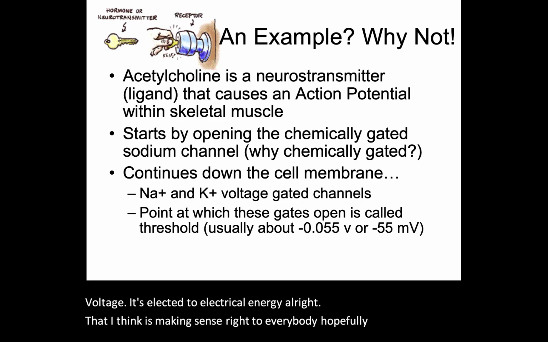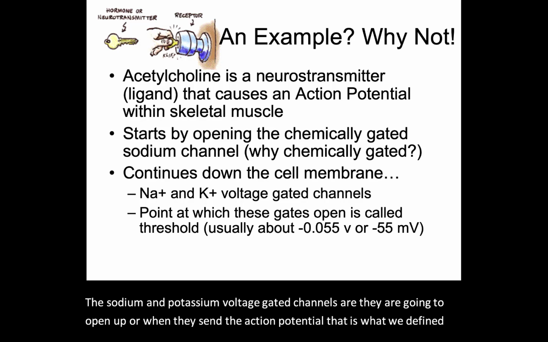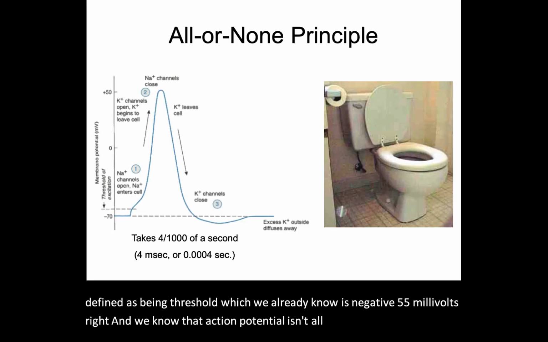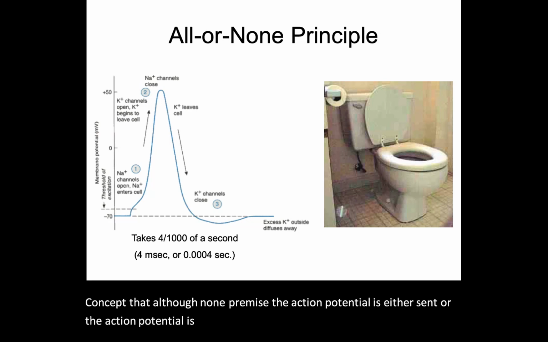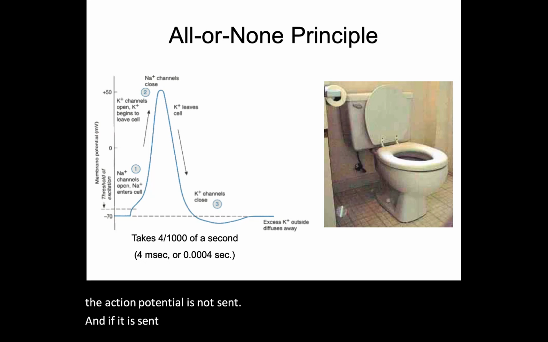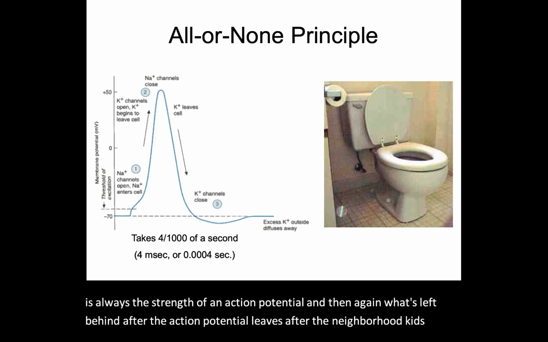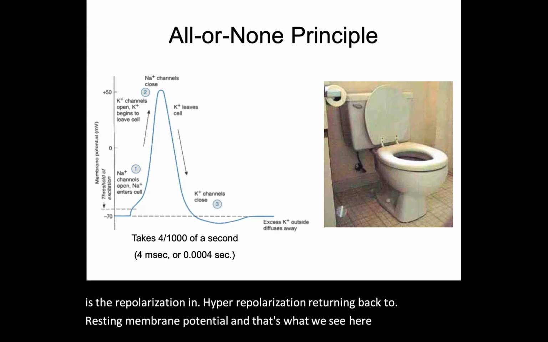And of course, the sodium and the potassium voltage-gated channels are going to open when they sense the action potential, and that is what we define as being threshold, which we already know is negative 55 millivolts. And we know that that action potential is an all or none concept. The action potential is either sent or the action potential is not sent. And if it is sent, it's always sent. The strength of an action potential is always the strength of an action potential. And then again, what's left behind after the action potential leaves, after the neighborhood kids leave, is the repolarization and the hyperpolarization, returning back to resting membrane potential, and that's what we see here in this diagram.